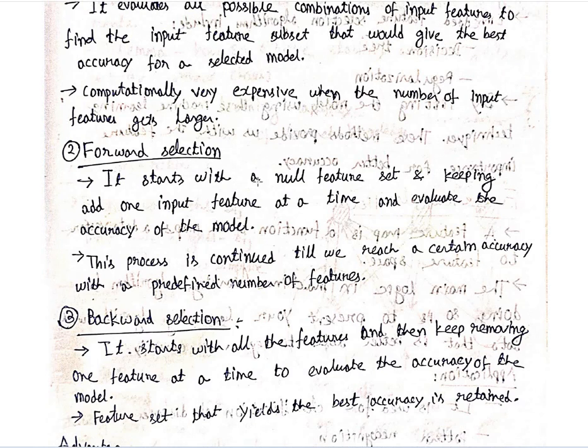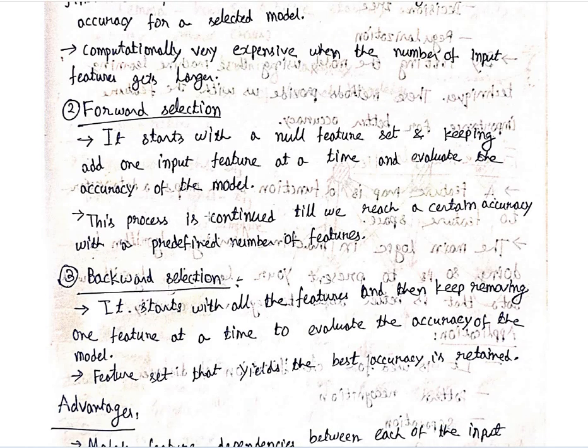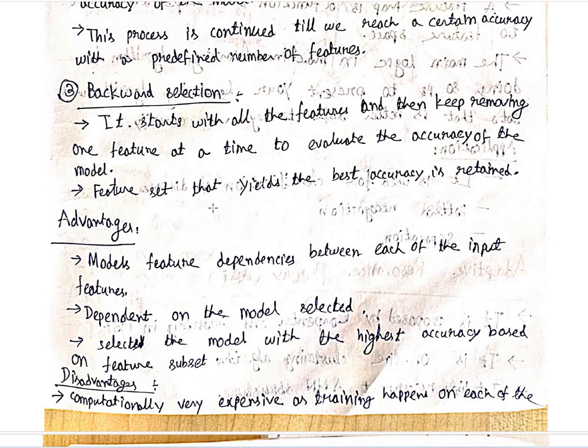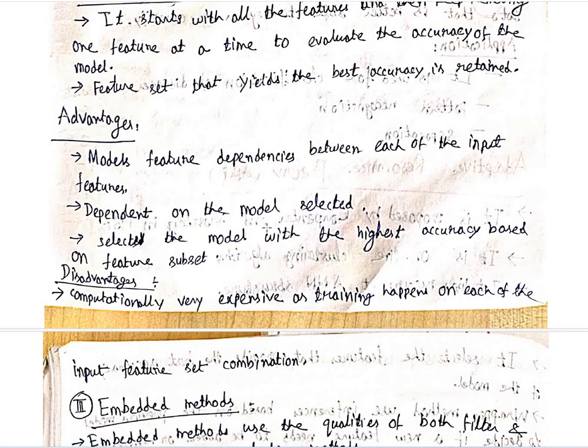and finds which subset gives good accuracy for our model. Forward selection starts with a null feature set, zero features, and increases the features one by one and evaluates the performance of the model. Backward selection takes all possible features initially and reduces the features one by one, evaluating the accuracy of the model to identify which features can be included and excluded.